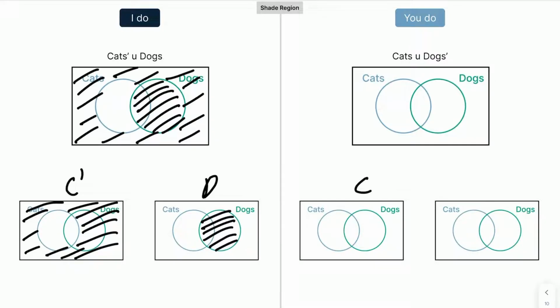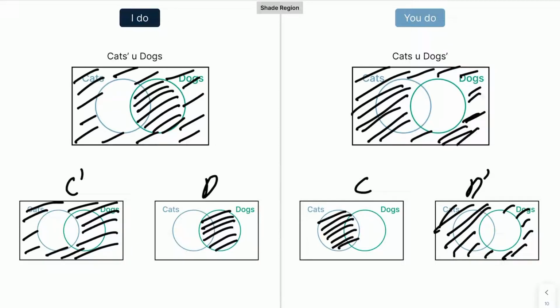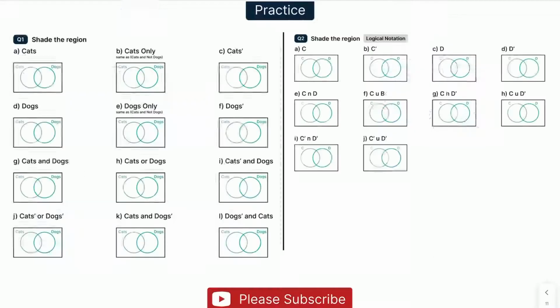And then we've got cats and not dogs. So if I colour that in there, and then not dogs is everything outside of that green circle. So if I copy in not dogs, not dogs is all of this. And if I now copy in cats, the only bit that's missing is this bit in the middle here. And that is your answer there.